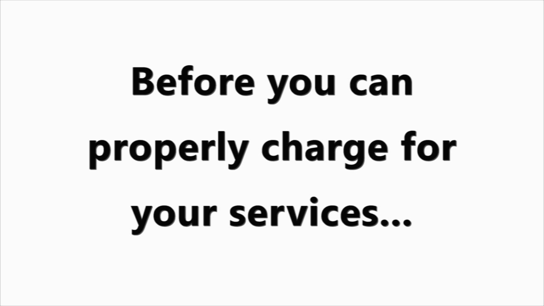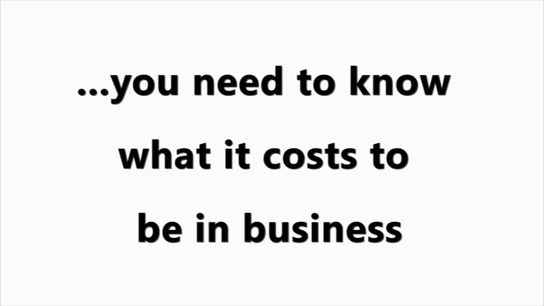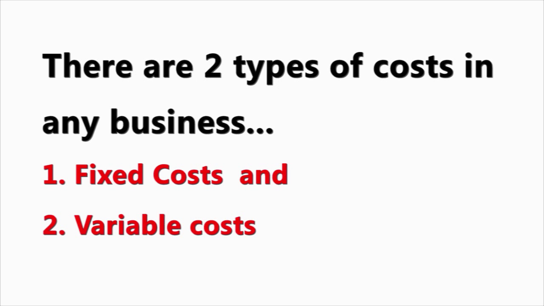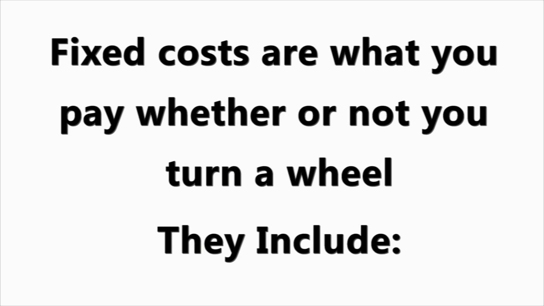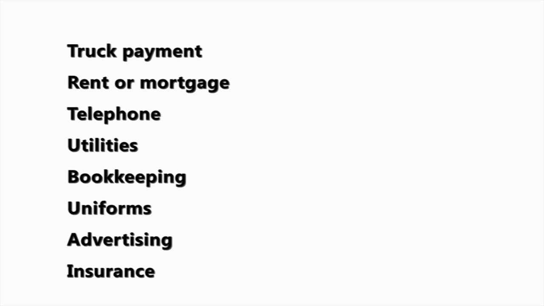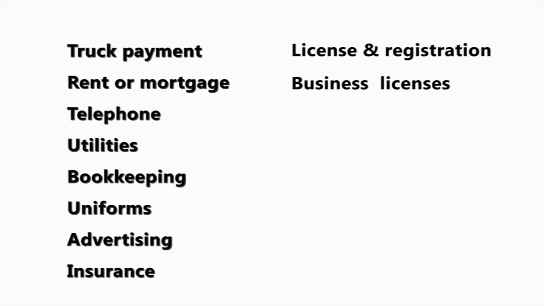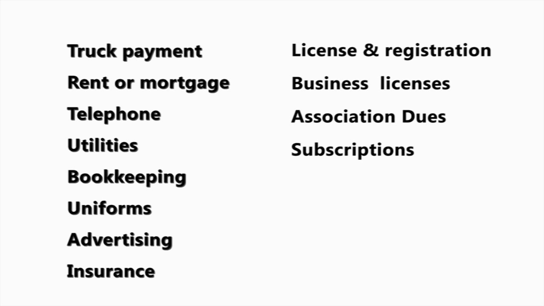Before you can properly charge for your services, you need to know what it costs to be in business. There are two types of costs in any business: fixed costs and variable costs. Fixed costs are what you pay whether or not you turn a wheel. They include your truck payment, rent or mortgage, telephone, utilities, bookkeeping, uniforms, advertising, insurance, other annual expenses like licensing and registering your truck, business and merchants licenses, association dues, subscriptions, and ongoing education.